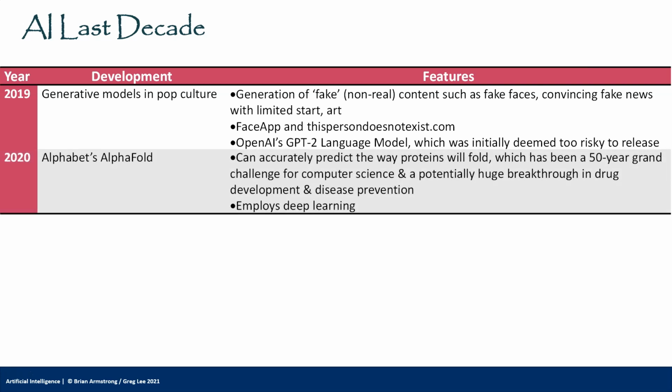And then 2020, we can point to Alphabet's AlphaFold, which could be one of the greatest advances in medicine of our time. This is an algorithm that could predict the way proteins fold. This has been a 50-year grand challenge for computer science, and it really has its applications in drug development and disease prevention, because the knowledge about the way a protein folds is one of the great keys to treating diseases. So this is the kind of historical development, through the initial decades and the last very exciting decade, that I think has unleashed the power of AI.